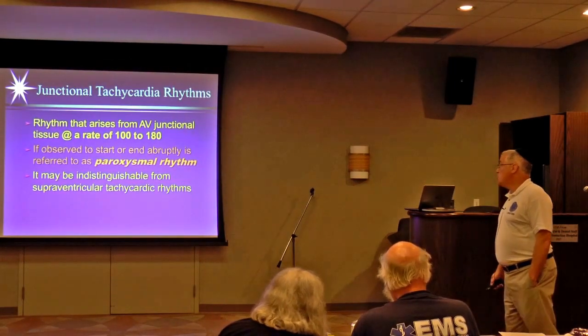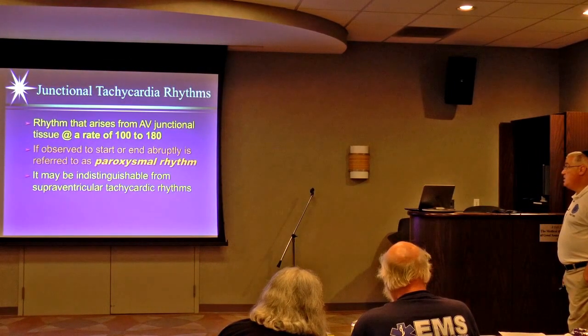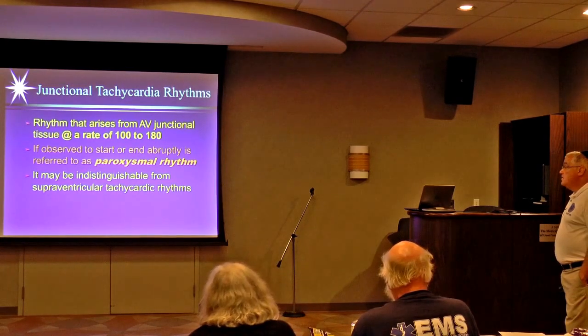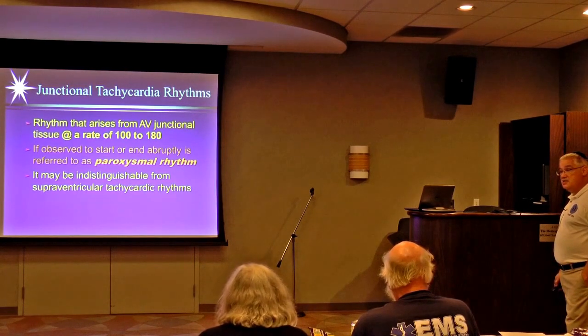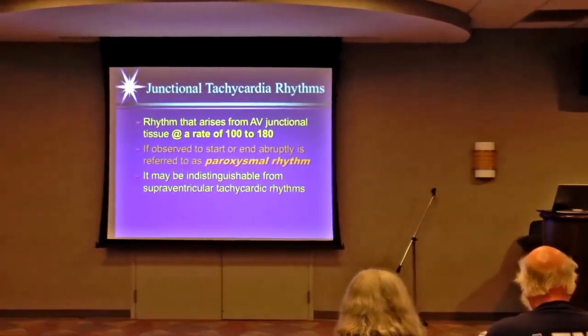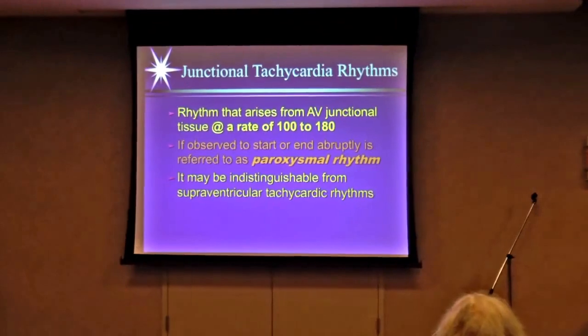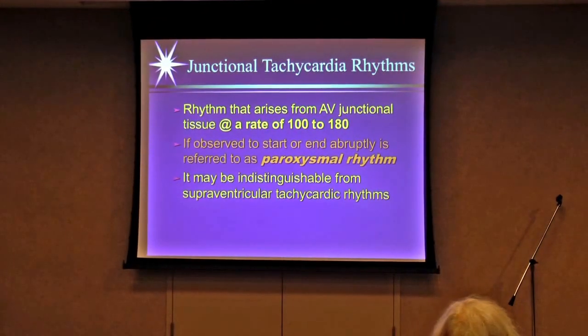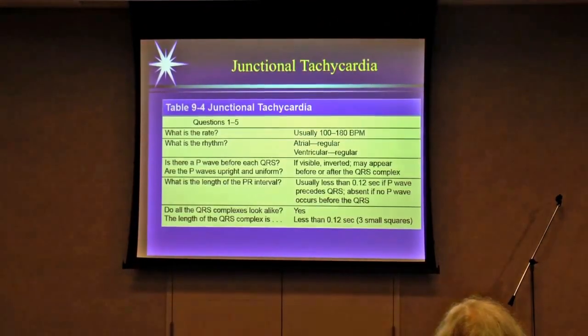Okay? So junctional tachycardias, again, are going to be a rate of 100 to 180. Paroxysmal rhythms: sudden onset, sudden stop. Are you going to be able to tell the difference between this and SVT? No, because you can't see a P wave in SVT anyway. So it's very hard to tell the difference. It's just going to be a fast rhythm. Everything's going to be mushed together, and you're not going to be able to see it.